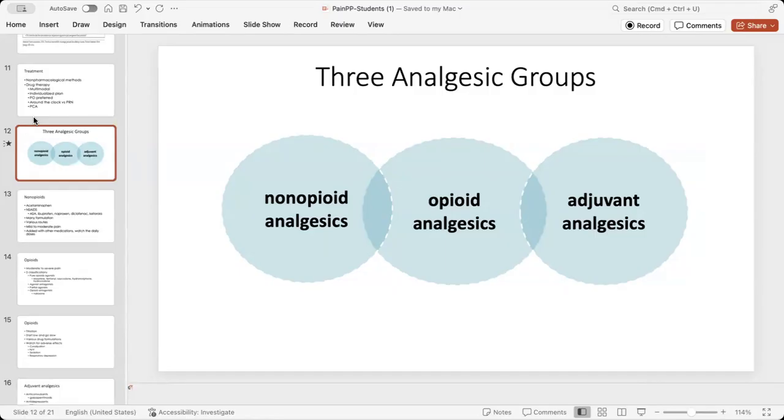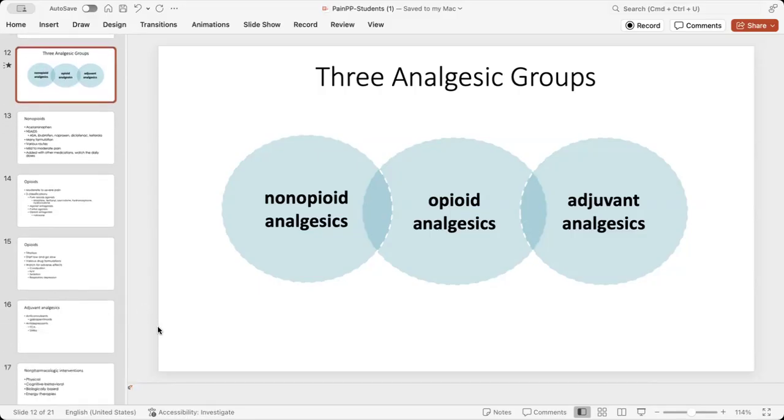What are your opioids then? Give me examples. Hydrocodone, morphine's a big one, hydromorphone, fentanyl. Those are your opioids. And then what about our adjuvant analgesics, the ones we use in addition, co-analgesics? Gabapentin, so those could be your anticonvulsants, your antidepressants like SNRIs, local anesthetics, muscle relaxants. Those can all be considered part of your co-analgesics.